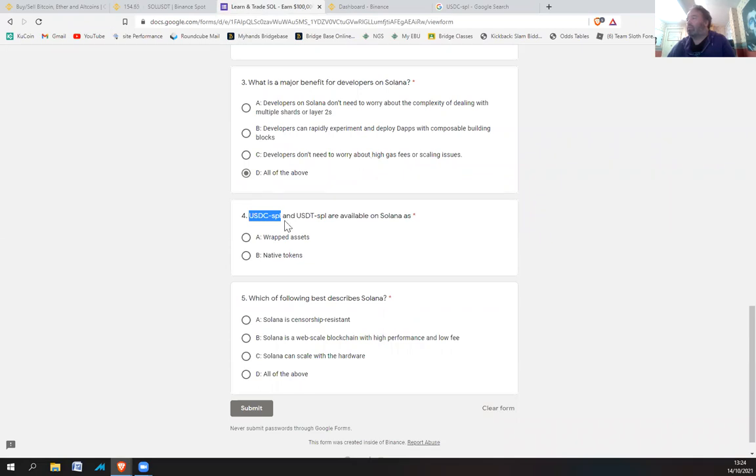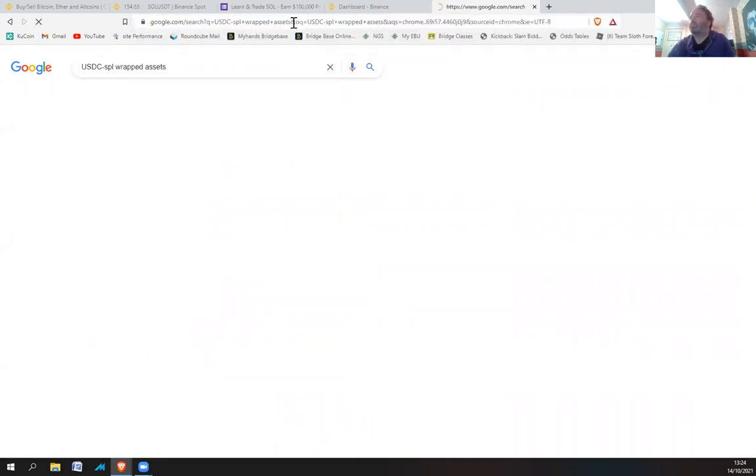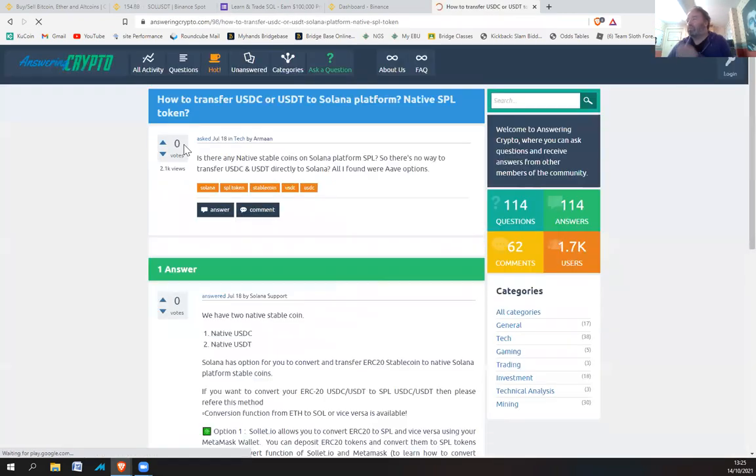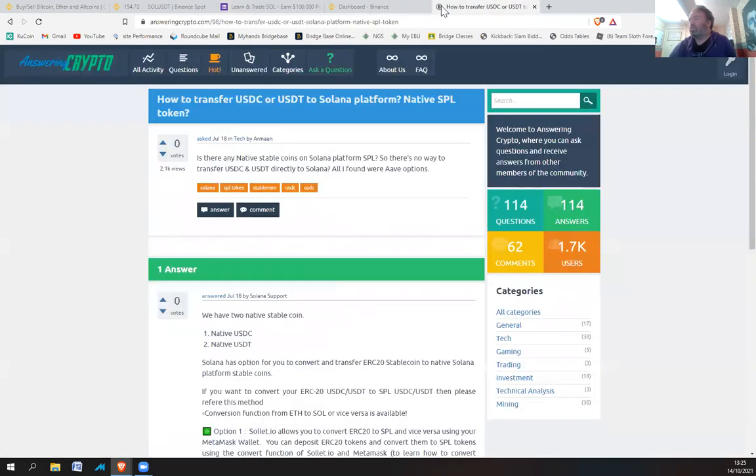Wrapped assets. Let's just type that in, wrapped assets, see if I can work this out. How to transfer USDT to Solana platform. Oh, okay. I don't know. What's SPL? Native tokens. There are native stable coins on Solana platform. Solana platform, no SPL, Solana platform.